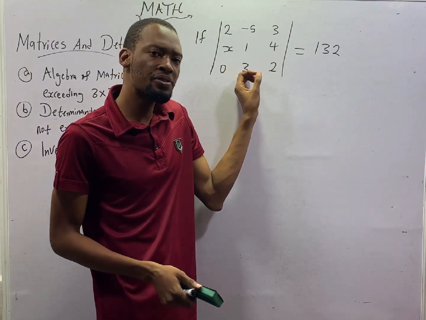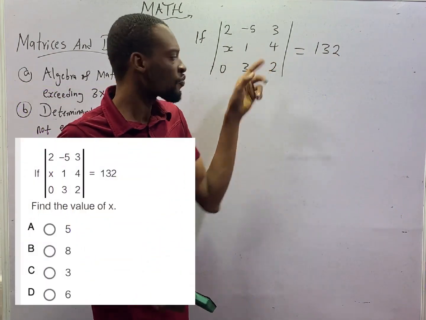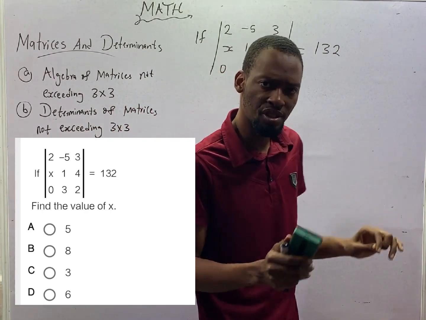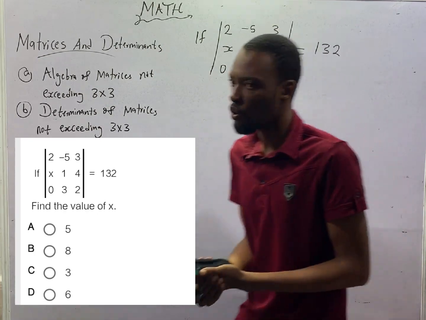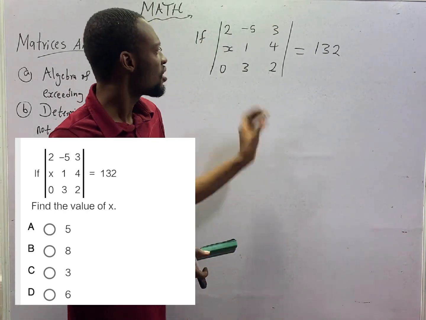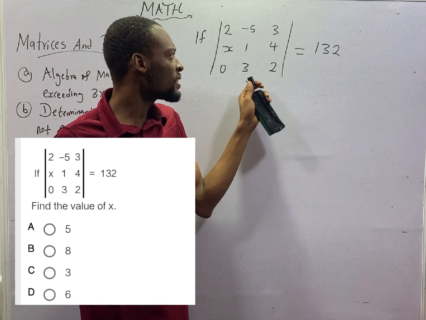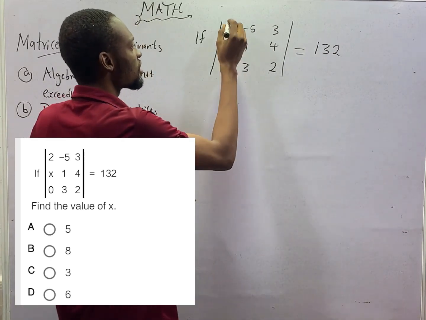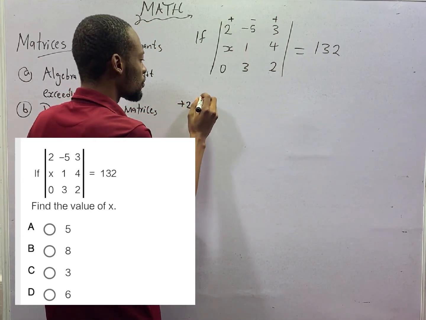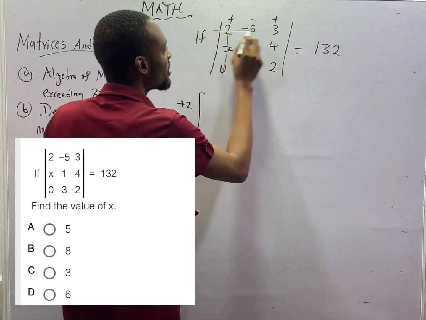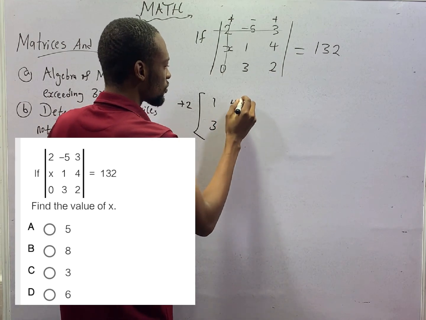If this 3x3 matrix is equal to 132, find the value of S. Just like we did for 2 by 2 matrices, in 3 by 3 matrices, if one is equal to the other, what you simply do is this. Find the determinant of this and equate it to 132. And to find the determinant of this, we start with plus, minus, plus. We bring out plus 2, then like this, like this, like this. What is left is 1, 3, 4, 2.